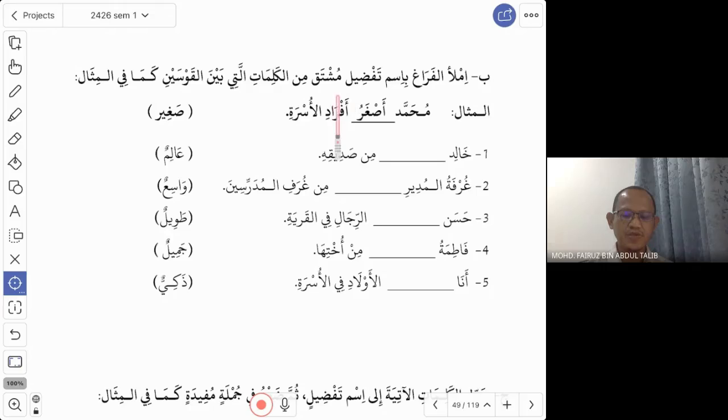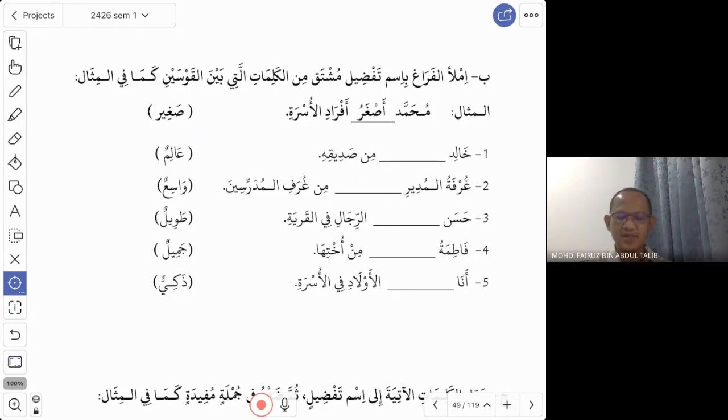So ism tafdil, mushtaq, which is derived from the words in brackets. These are the words that they give you. So you change this to ism tafdil, just similar to what we had done just now. For example, Muhammad afradil usra, Muhammad family members. The word is saghir, small. So you want to change to the smallest of his family members. You change from saghir to ism tafdil, which is asghar. So we just put the word asghar. Just change from this word to ism tafdil.